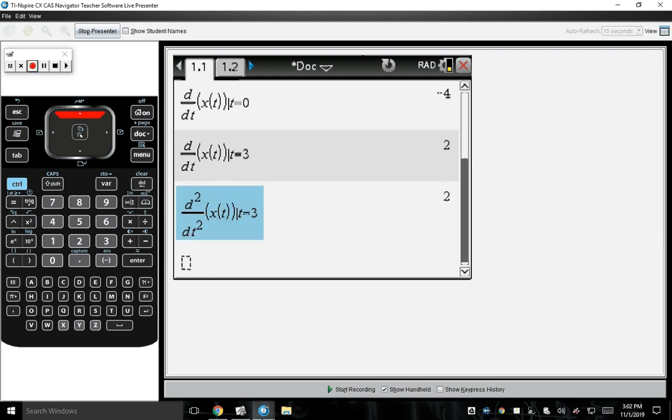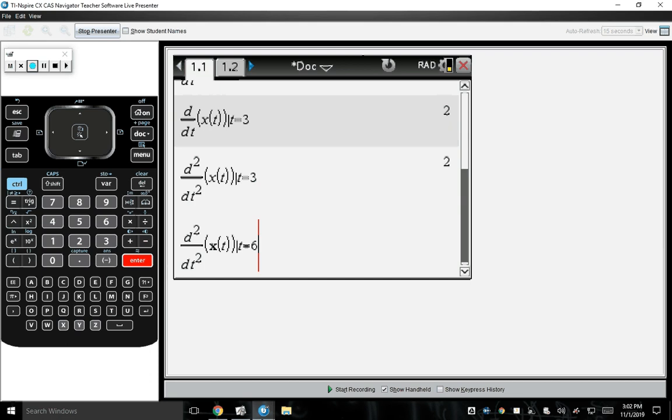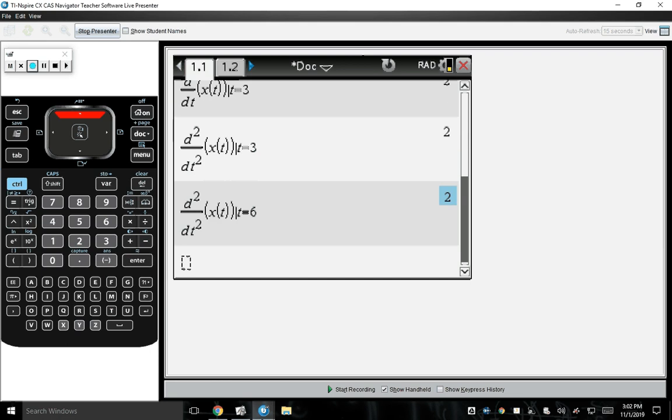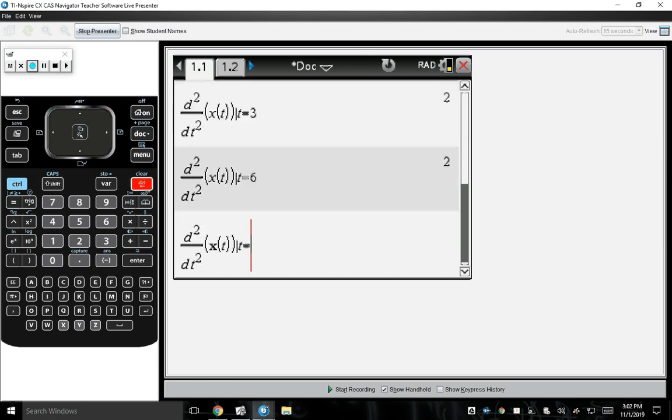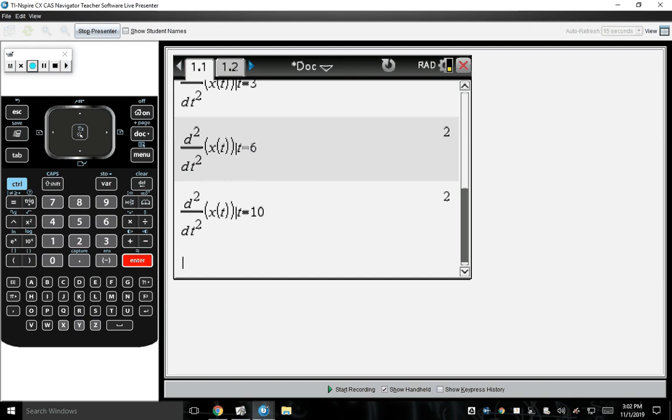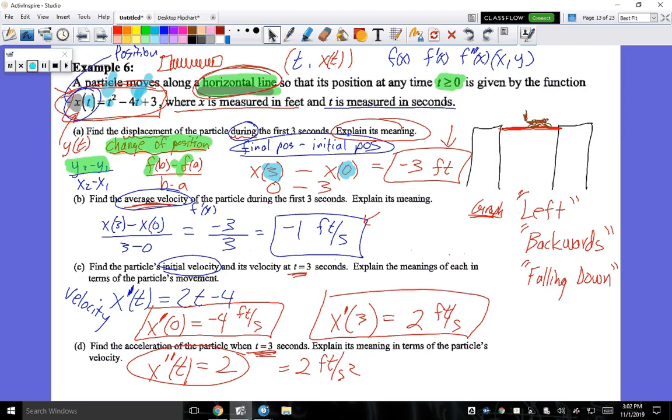And yes, just like we did from before, it doesn't matter what seconds, it's still going to be 2. And I'll just do one more, okay? And you see that constant acceleration is still 2. Okay, so let's finish this off.